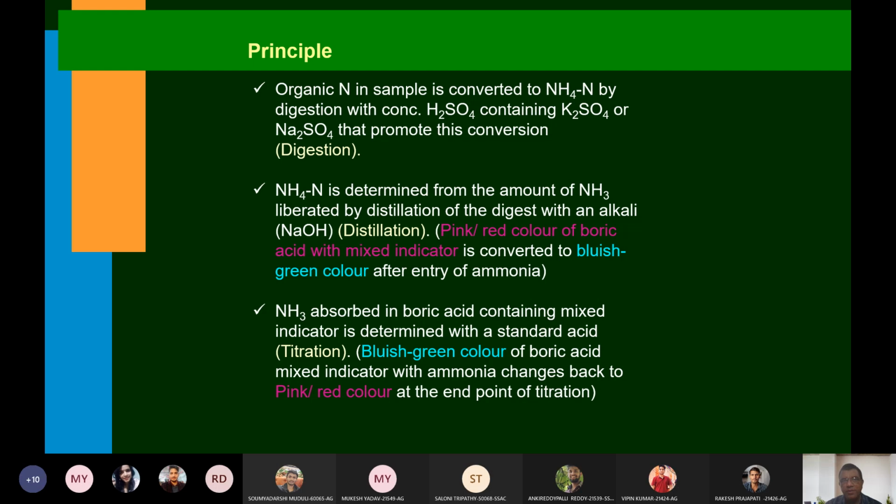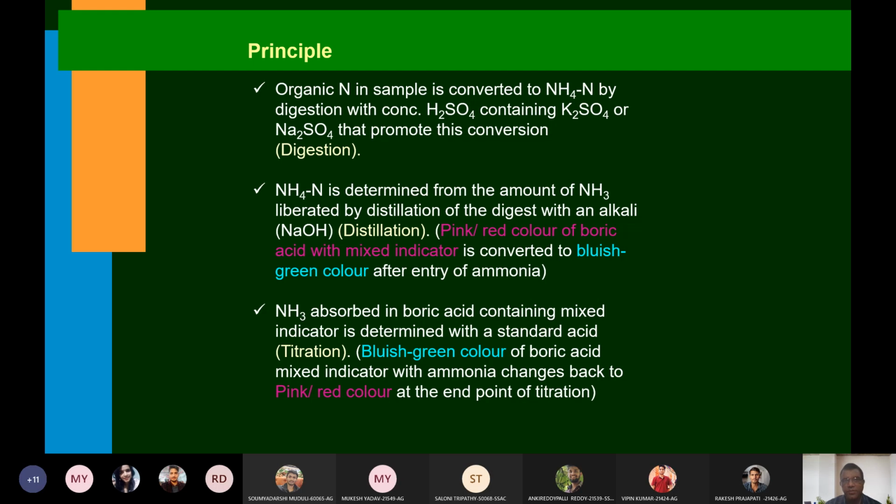Then the ammonium sulfate is reacted with alkali to produce ammonia. This is known as distillation. The ammonium sulfate is reacted with alkali, which is sodium hydroxide, and it releases ammonia. And this ammonia is absorbed in boric acid. This is your distillation part. The third thing is titration. Now you want to know how much nitrogen has been absorbed in the boric acid. Then you titrate it against 0.1 normal or 0.01 normal sulfuric acid. So you determine the nitrogen percent or total nitrogen in the plant sample.